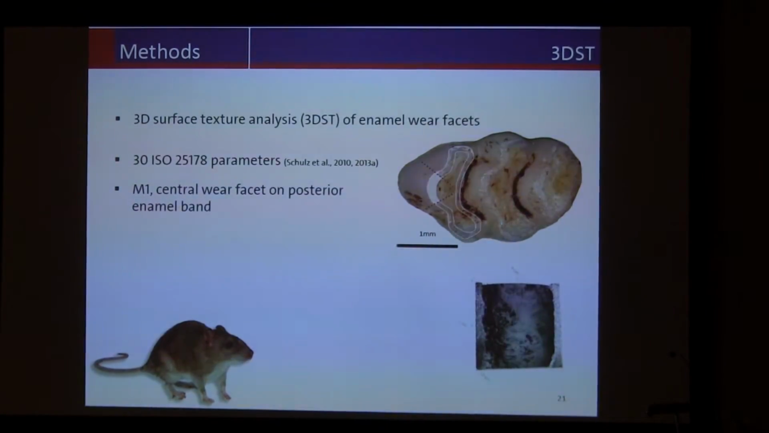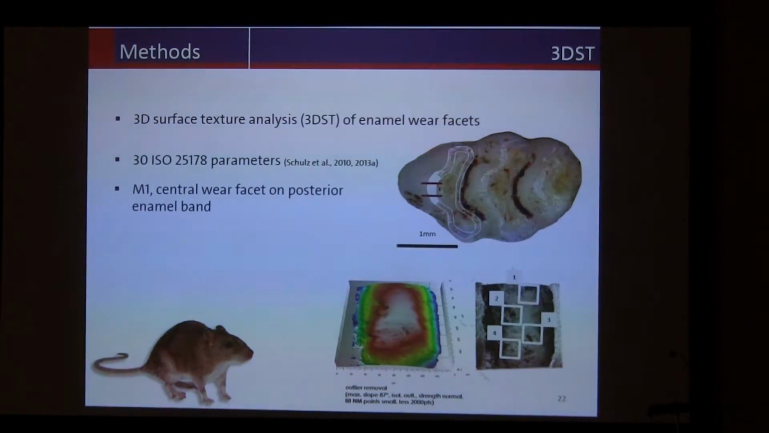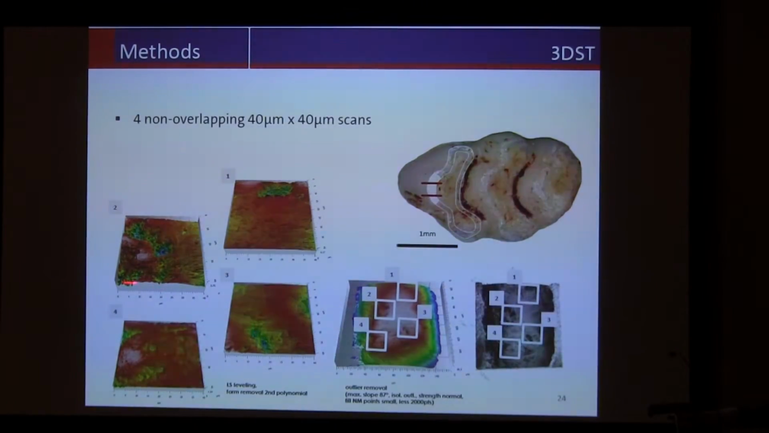So what we have to do is cut small scans out of one of these scans. So this will be a filtered and leveled surface, and you can take small subscans to try to represent the original surface best. And then we compute 30 standardized ISO-normed roughness parameters, and these roughness parameters are used to characterize the dental wear. So here I can show you what these surfaces look like afterwards in a 3D simulation.